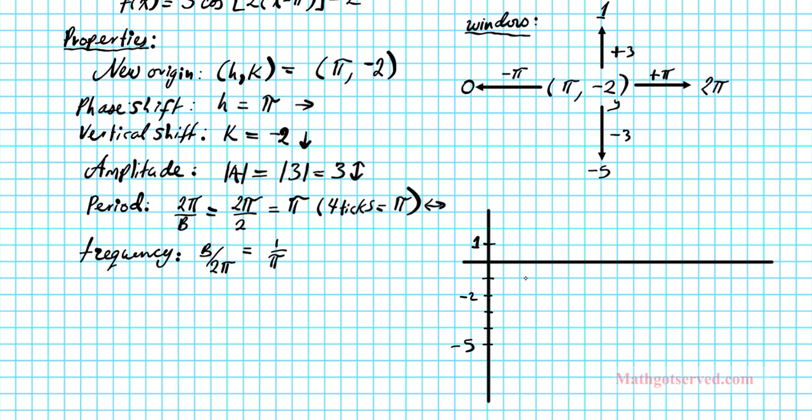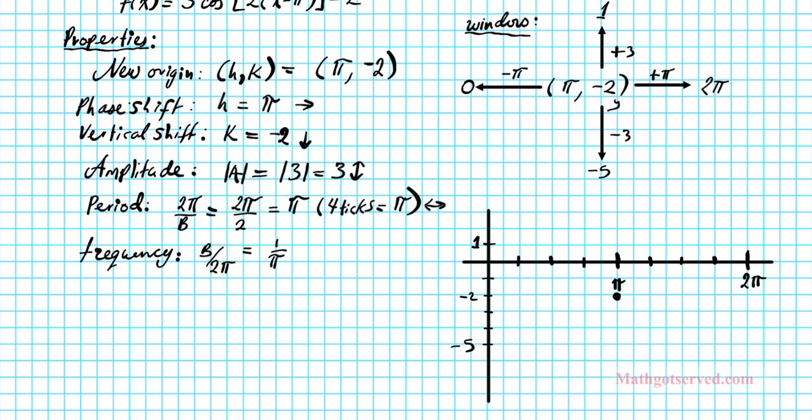All right. How do we calibrate our x-axis? To calibrate our x-axis, we're going to use what we indicated here. Period over 4 is equal to pi. So let's go ahead and do that. We have 1, 2, 3, 4. Now that's pi. And then another 1, 2, 3, 4. Now that's 2 pi. Okay. Now let's graph the center. The center is pi, negative 2. So pi, negative 2 is right here.